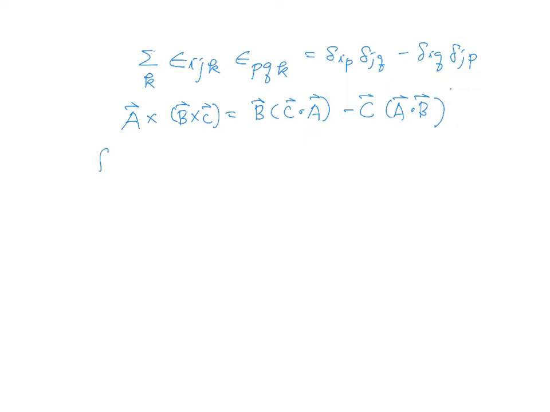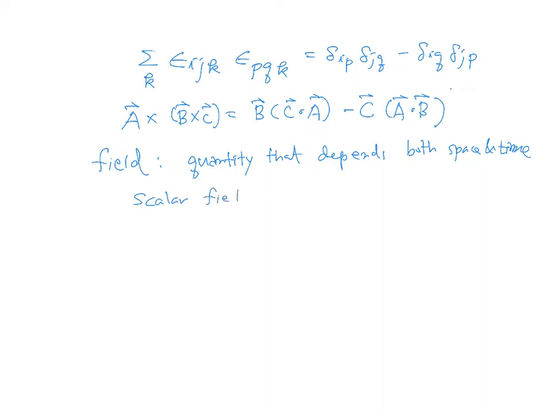We are going to define a field. A field is a quantity that depends on both space and time. There are two kinds of fields. One is called a scalar field, such as f(x, y, z, t).